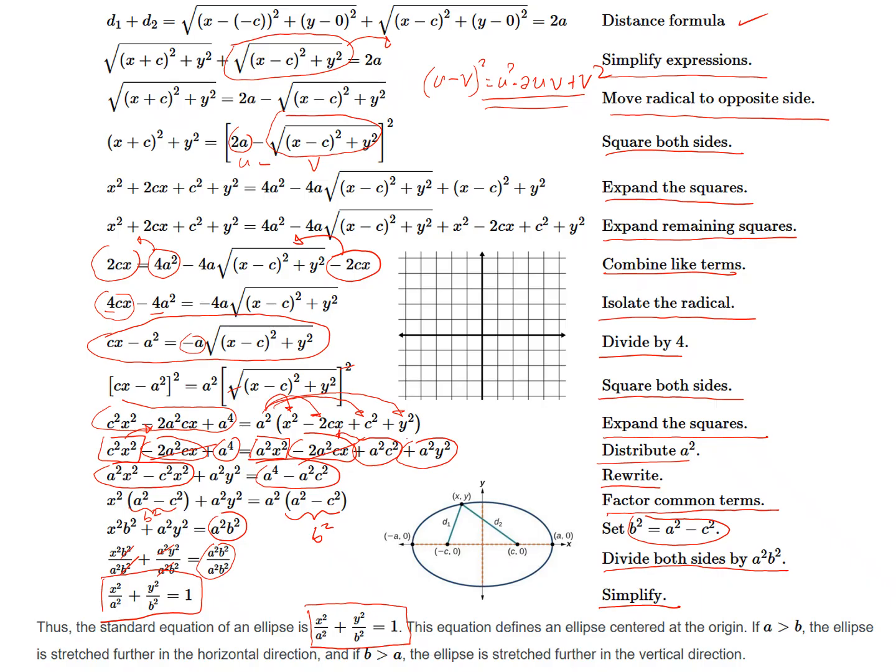So this equation defines an ellipse centered at the origin. The center is at the origin, where a is greater than b, the ellipse is stretched farther in the horizontal direction. And if b is greater than a, then the ellipse is stretched farther in the vertical direction. Okay, so this is how the standard equation of an ellipse is derived.